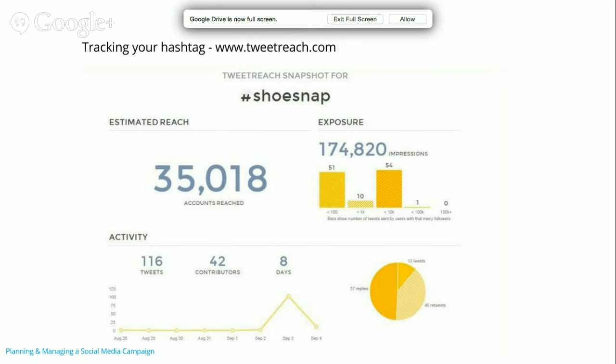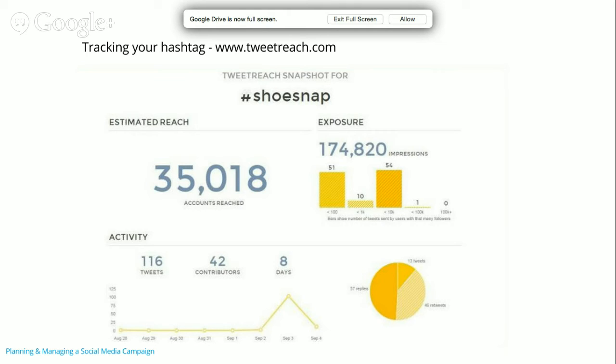You can see that the report will give you an estimated reach of how many accounts it reached, how many impressions you got, who was tweeting, how many contributors over different periods of time. You can see that this is just an 8-day time slot that we're looking at. And then it also gives you all the Twitter accounts and the actual tweets of the people that were engaging. So this is quite useful because you can then follow all of these people.